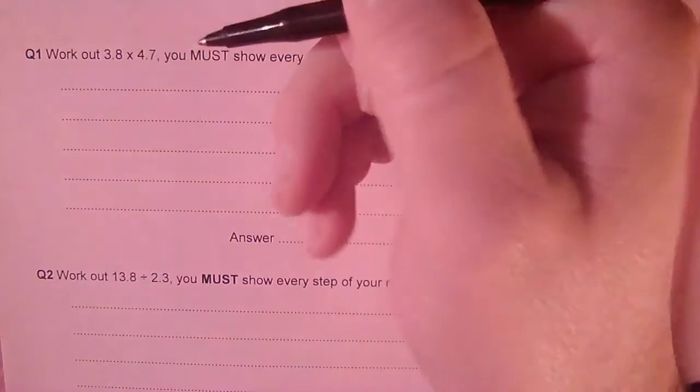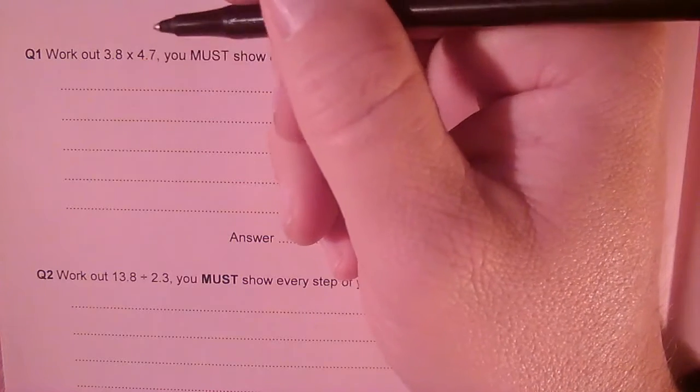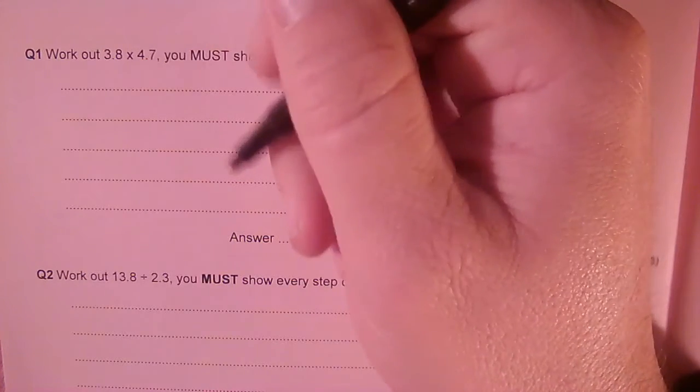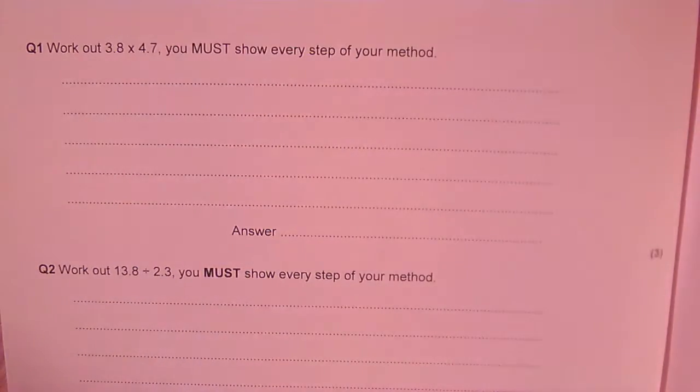So what I would say here is that I like to work with whole numbers and then turn it back into a decimal. So in order to work with the whole number, I'm going to times that by 10 to get to 38, and I'm going to times this one also by 10 in this case to get to 47.